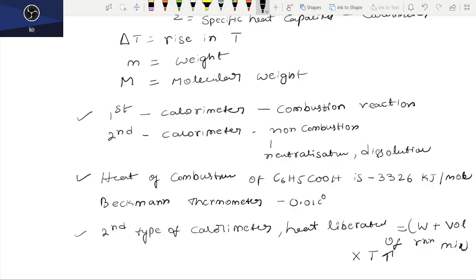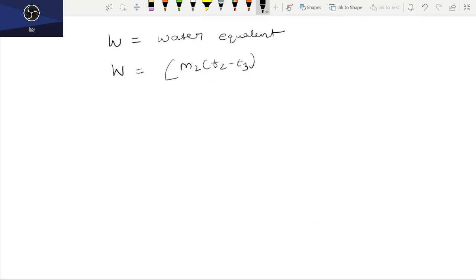What do you mean by W here? In the above reaction, W is nothing but water equivalent, the water equivalent of a calorimeter, and W is equal to M2 into (T2 minus T3) by (T2 minus T1), minus M1.